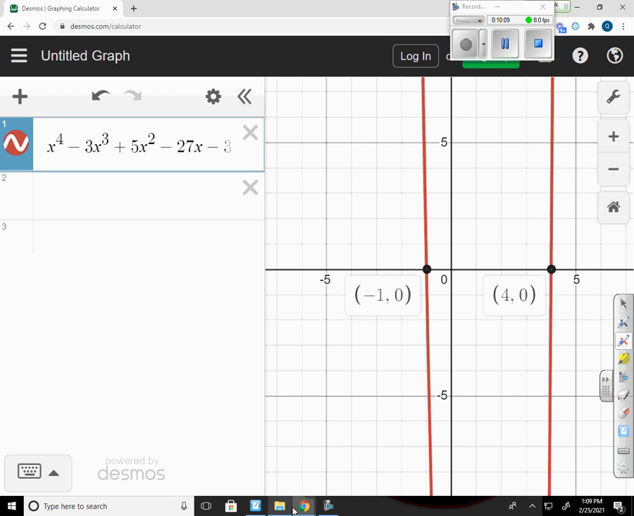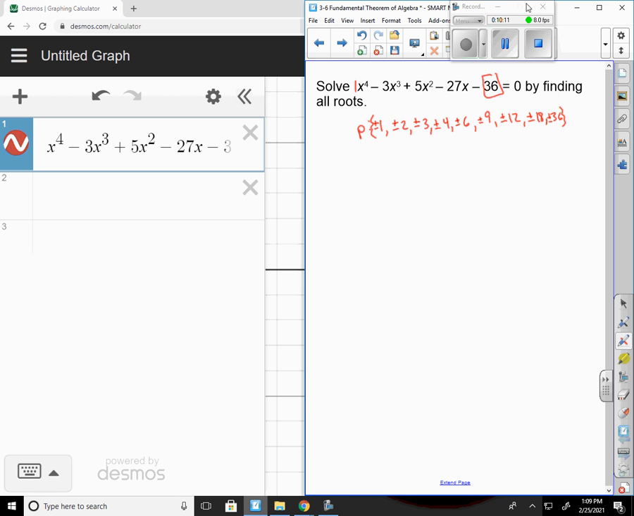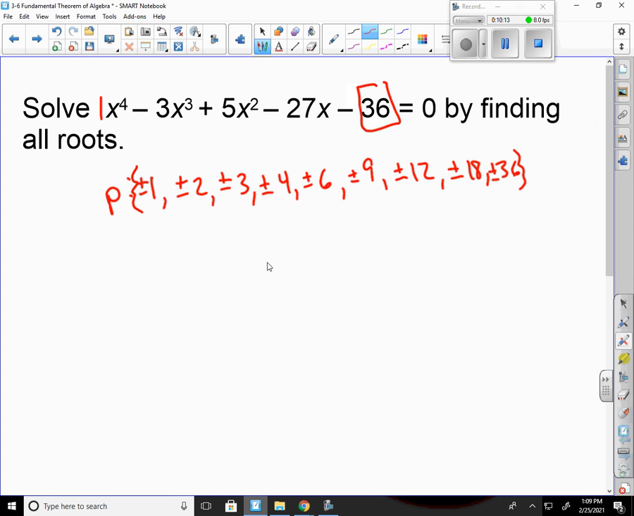So we're going to start with -1 and do our synthetic division. Remember though, this is an x to the 4th, so there's going to be 4 roots. That's what the fundamental theorem of algebra taught us. There has to be 4 roots, even though I only see 2. So we're going to start with -1. We'll do our synthetic division: -1, 1, -3, 5, -27, and -36.